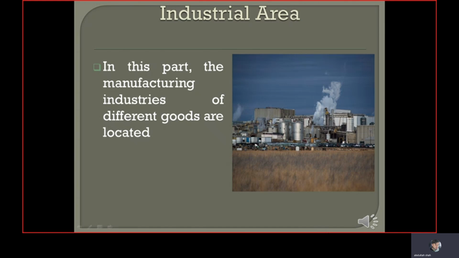Industrial area. It is the area allocated for industries in the town. It plays an important role in the economy of the town. In order to preserve the environment and maintain the well-being of the town, this zone should be placed in the outskirts of the town.